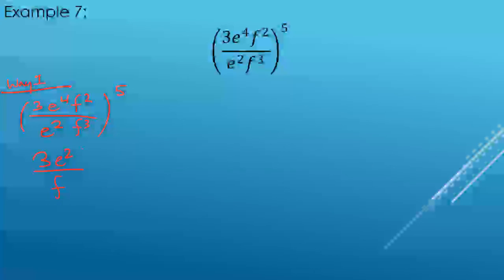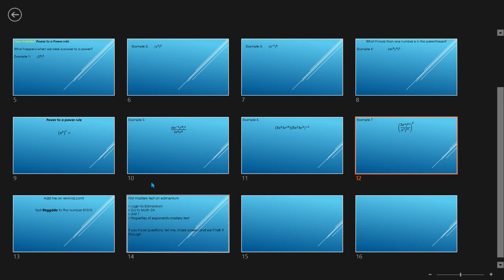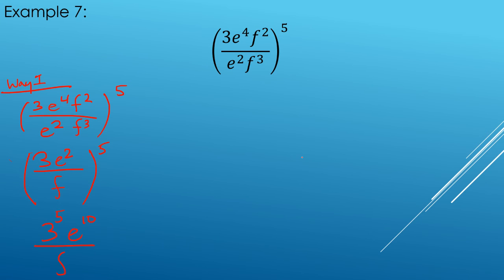And then remember, negative 1 means move it down to the first power. So there's our division or fraction inside the parentheses. And now we'll raise it to the fifth power. So that's 3 to the fifth, e to the 10th over f to the fifth.